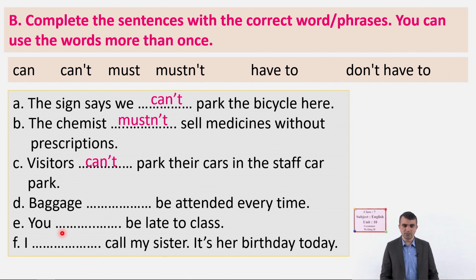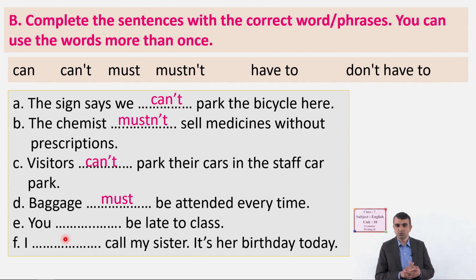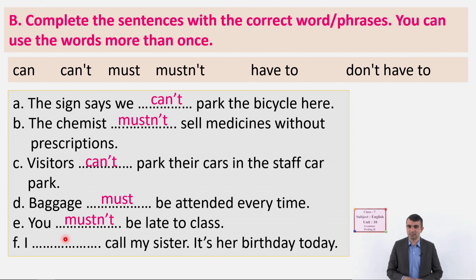Next, number D. What do you use? Baggage blank be attended every time. What do you use? Very good. We use must here. Okay, baggage must be attended every time. Okay. Next one, you blank be late to class. You can be late, can't be late, must be late, mustn't be late, have to be late. Okay, what do you use here? Very good, you mustn't be late to class.